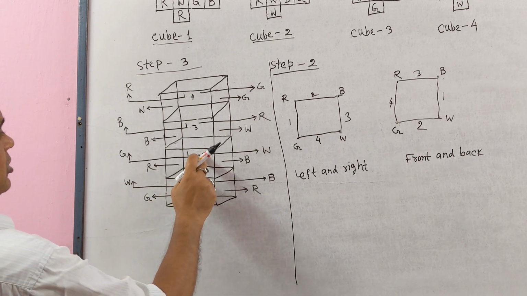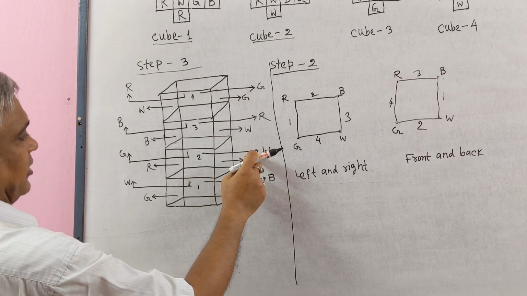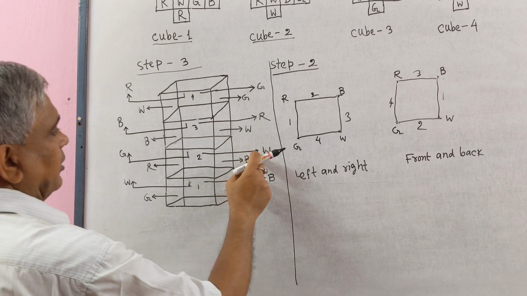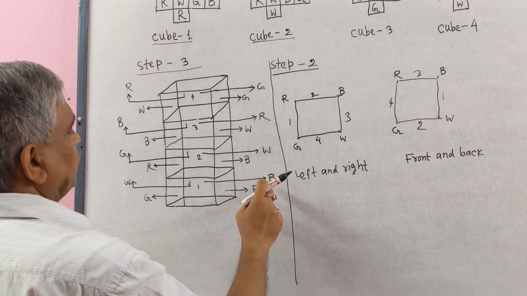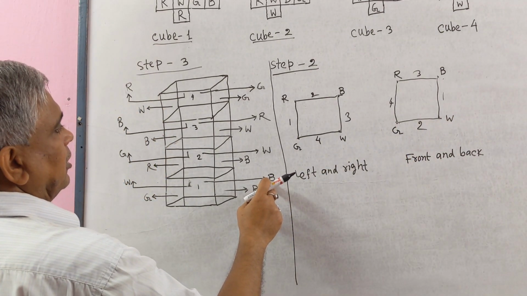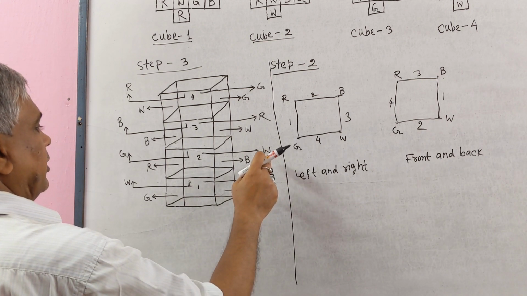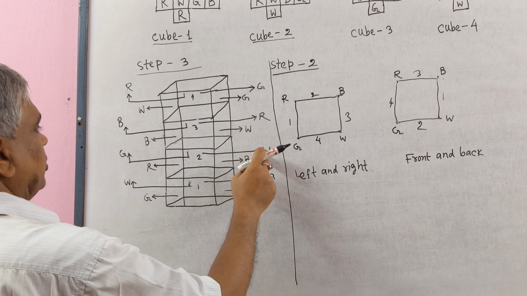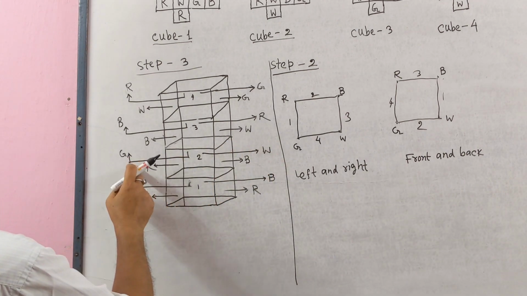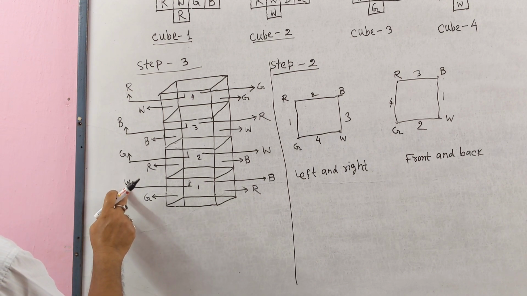In the second cube, this is the arrow for the front face. Here number 2 has W and G. Here we have already given B, so we will give another color, W. If here we give W, then here G. We may not give W on this side because we have already given W here.